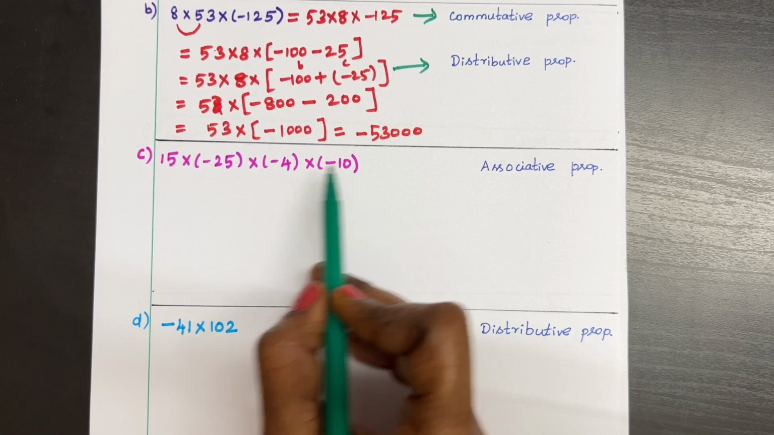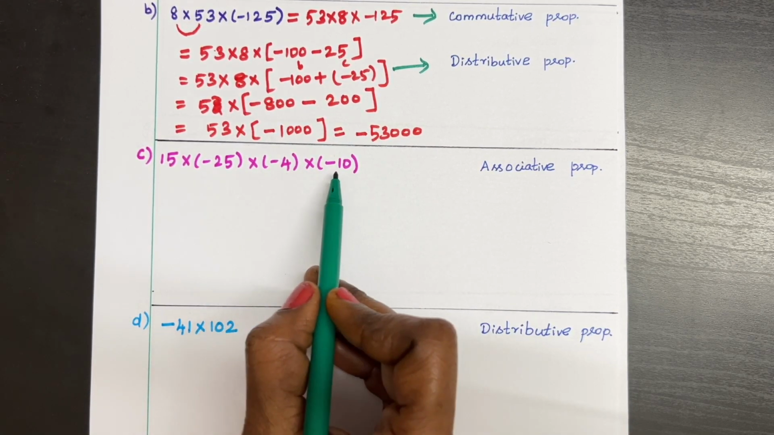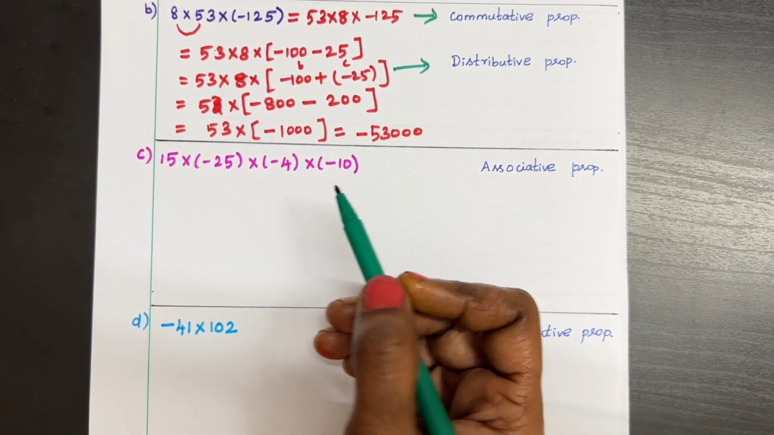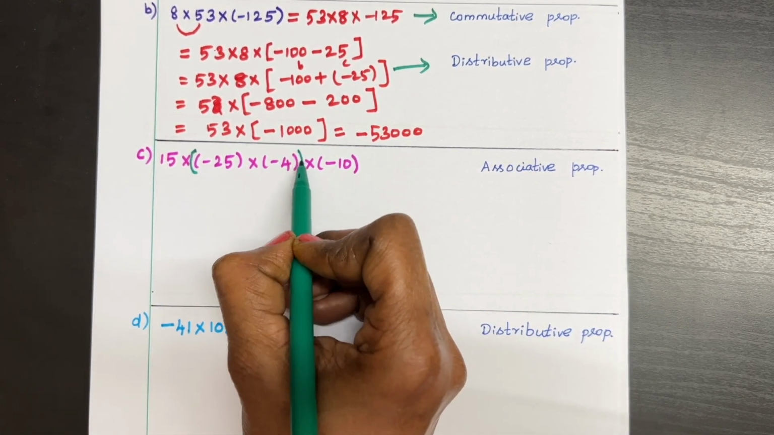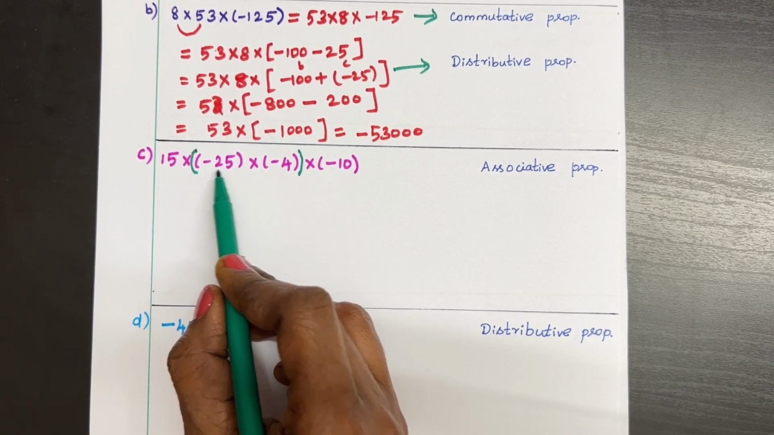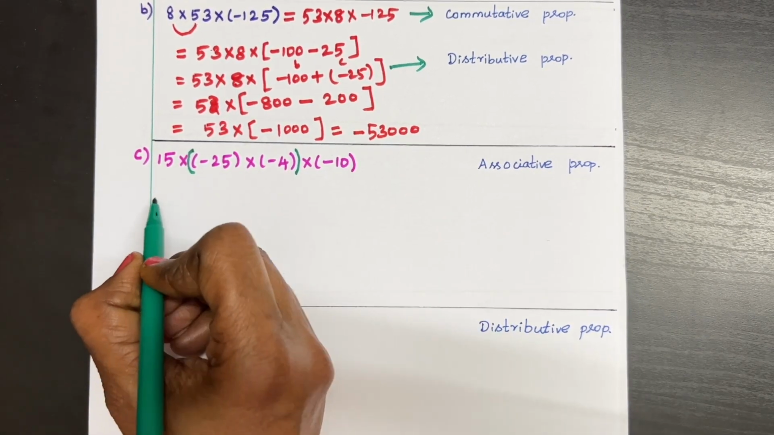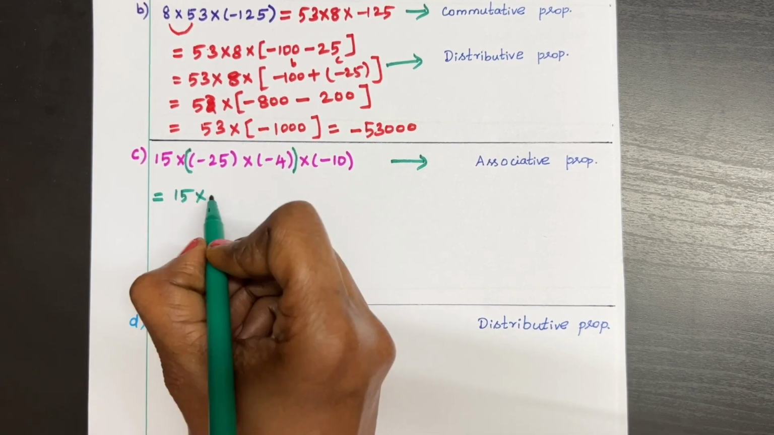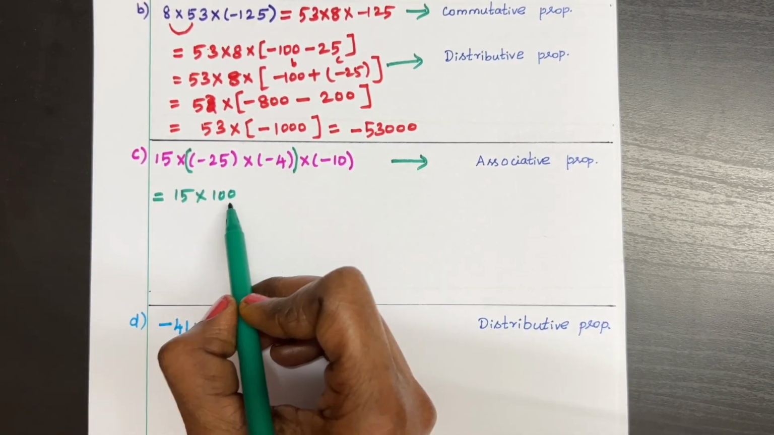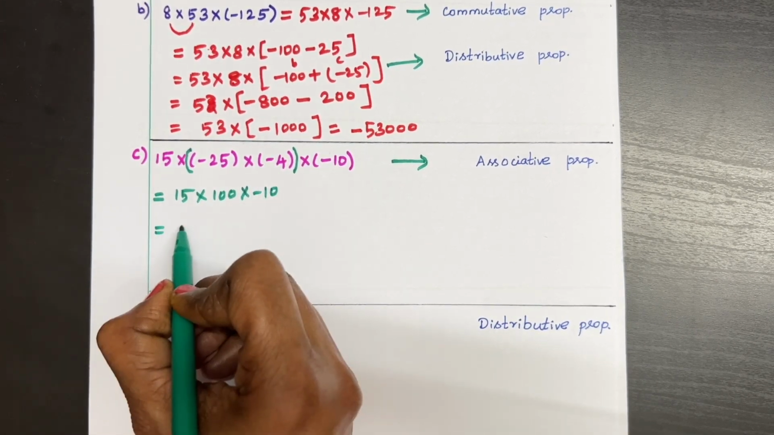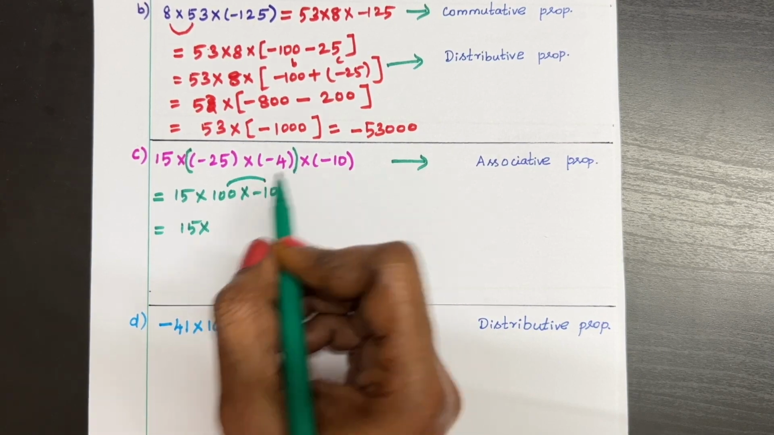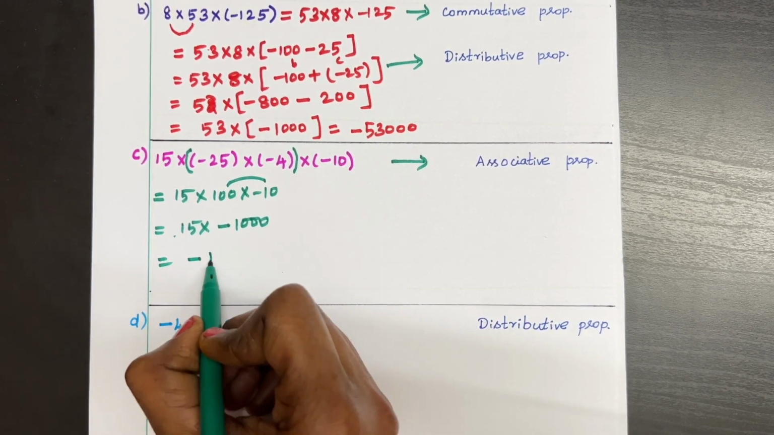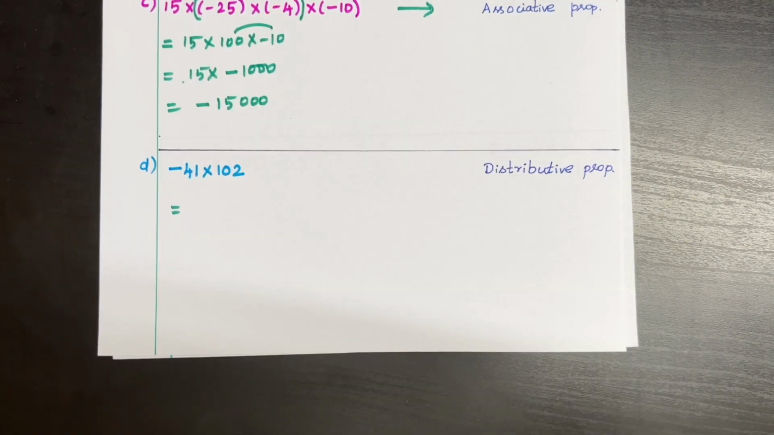Now see, this is the problem. 15 into minus 25 into minus 4 into minus 10. See, 25 into 4 gives you 100. We can use associative property here. Associative property means grouping. So we can do this first. After multiplying this 25 and 4, we can multiply this with minus 10. This is associative property. So 15 into negative, positive. So 25 into minus 4 gives you 100 into minus 10. This is equal to 15 into, if we multiply this, what we will get? Minus 1000, equal to positive into negative, 15,000. This is our answer.